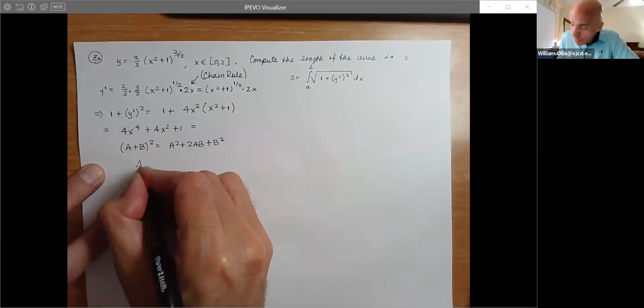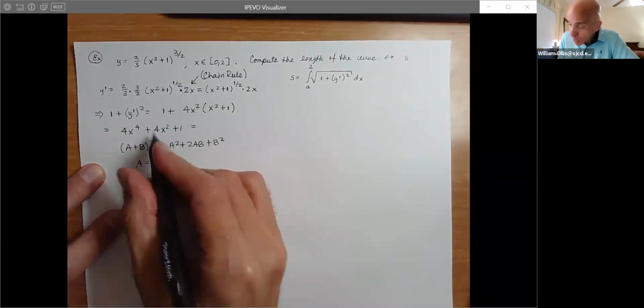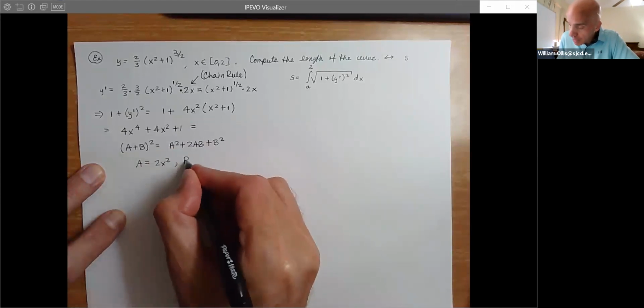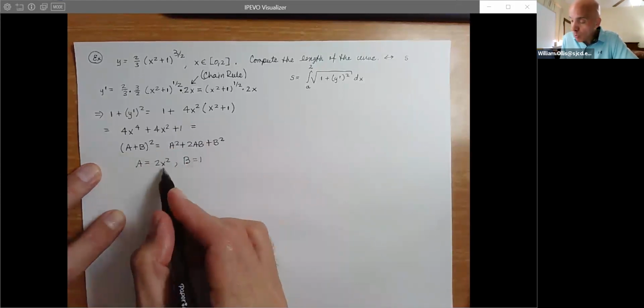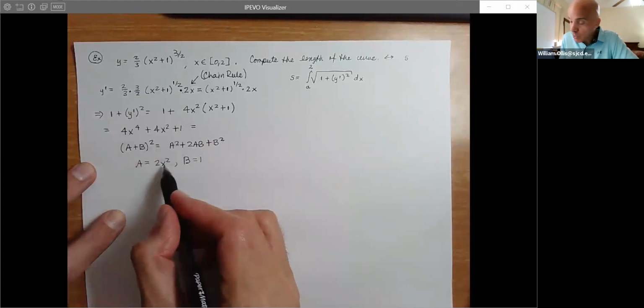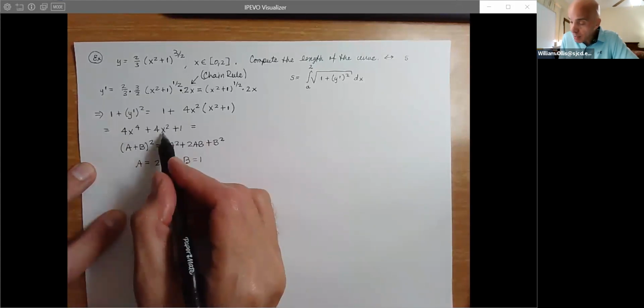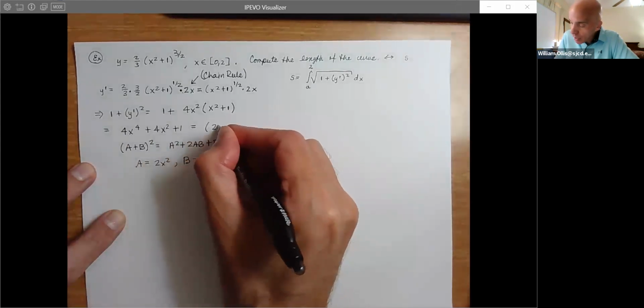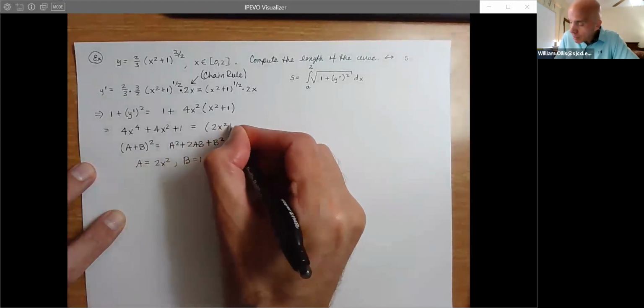So here we see that a, in this particular case, is 2x squared, and b is 1. So we square it, we get that, of course, and then 2 times the product is this, and then 1 squared. So this is the perfect square, 2x squared plus 1.